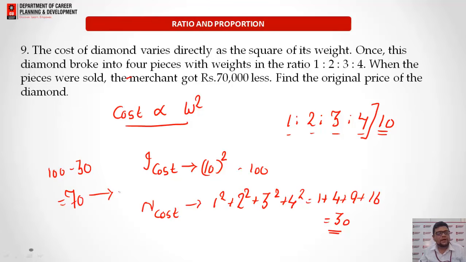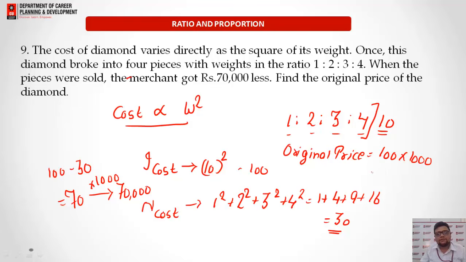So these 70 parts will represent the value as 70,000. So multiplied by 1000. So what is the original price? Original price will be 100 multiplied by 1000, which will be rupees 1 lakh. This will be our final answer. Okay. So these are the few questions based on the ratio and proportion.